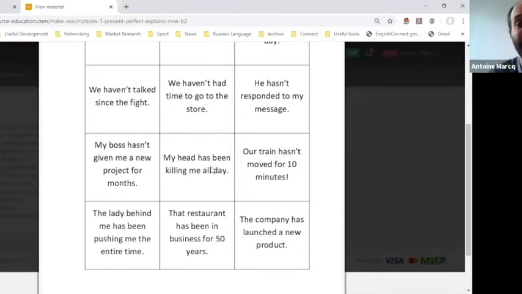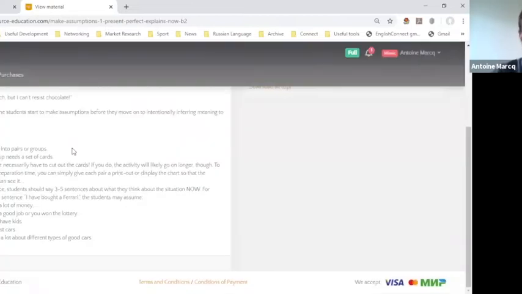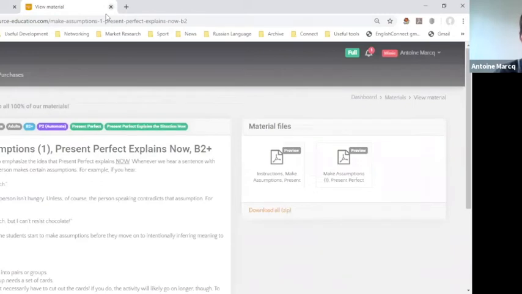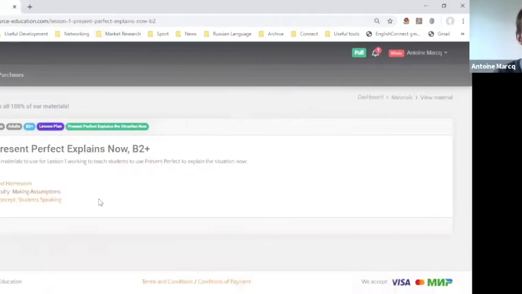Maybe that person had a rough night, a tough night. Maybe that person had a bit of a too good a night. Maybe that person is very nervous. Maybe that person is sick. So just make assumptions with your students and let them explore this. So this is called make assumptions. You'll have, this one is B2 plus, and you see it's number 1. You'll have loads of other ones.